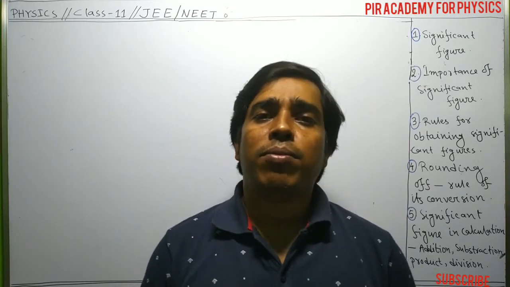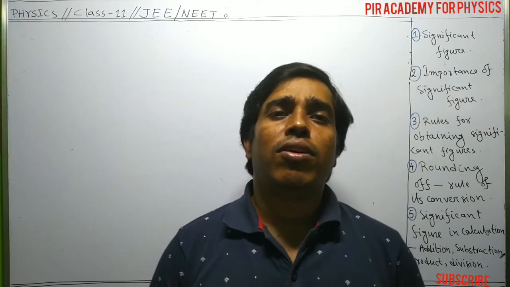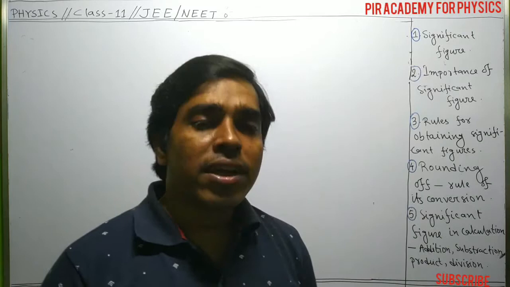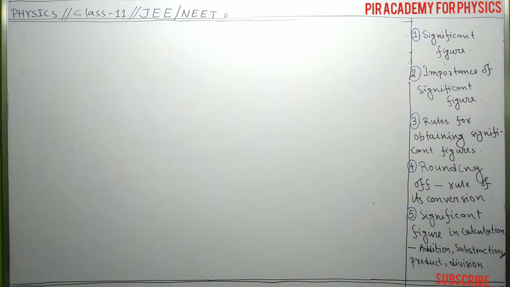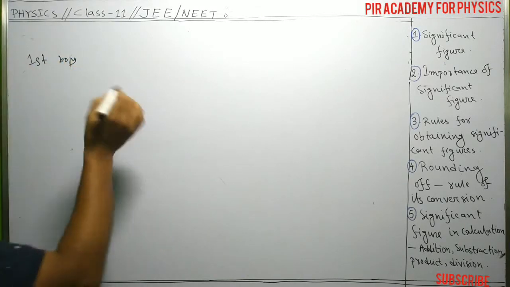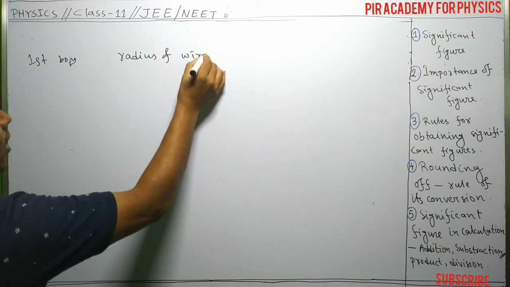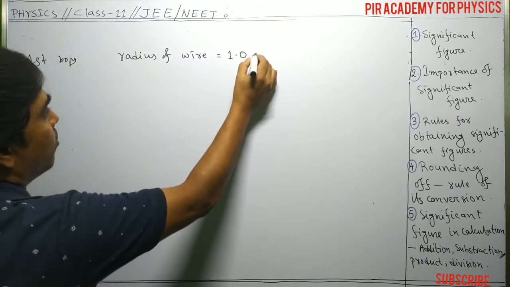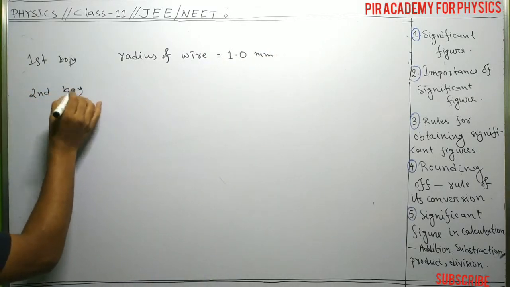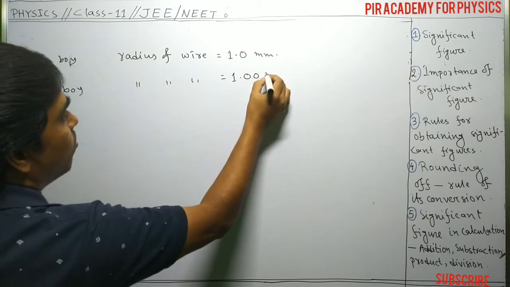Suppose two boys are performing laboratory work. They want to calculate the radius of the same wire, but these two boys use different instruments. After calculating the radius of the wire, the first boy writes that the radius of the wire is 1.0 millimeter, and the second boy writes that the radius of the wire is 1.00 millimeter.